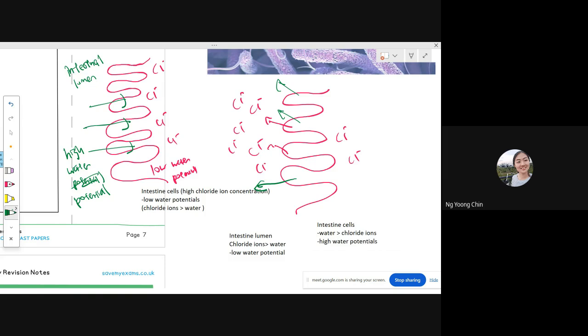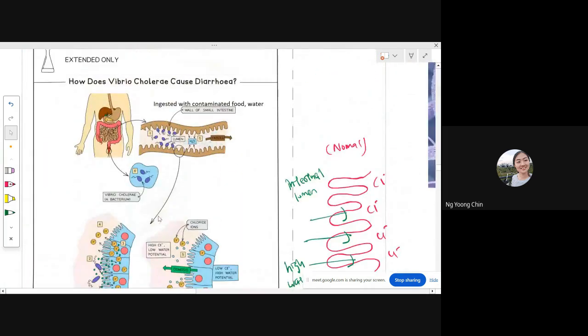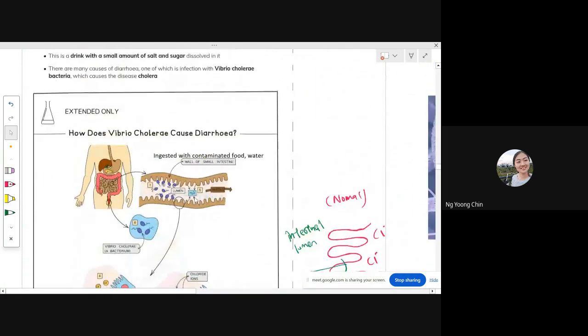So this will cause the intestine cell to lose a large amount of water, because water goes out. So the intestine cell will undergo shrinking because they are losing water. And then your intestine lumen contents become too watery already. So when they excrete the feces, too much water will be excreted together with the feces. So this will cause watery diarrhea. This is known as watery diarrhea. Okay, so that's the story.